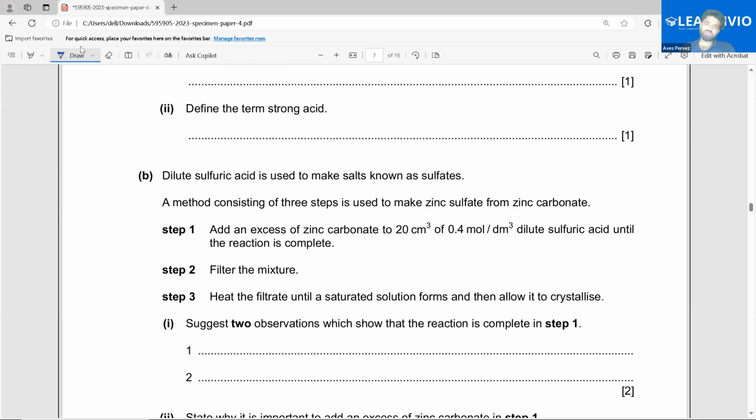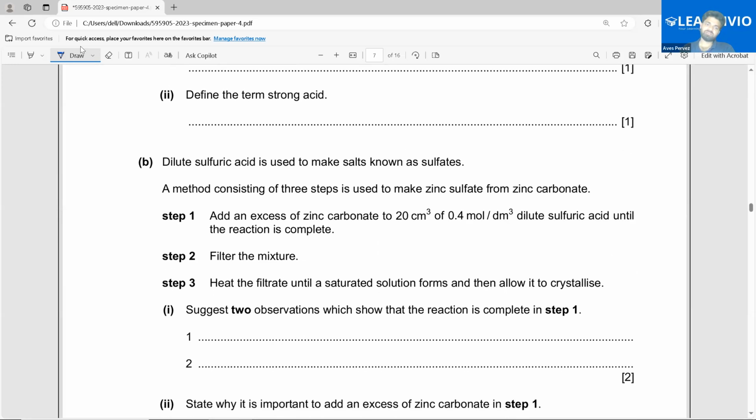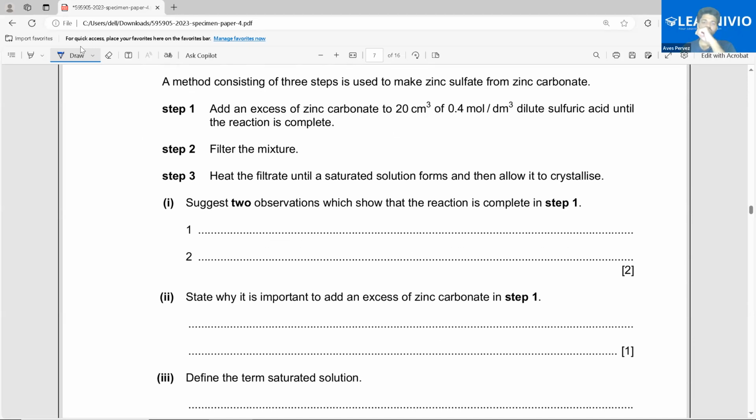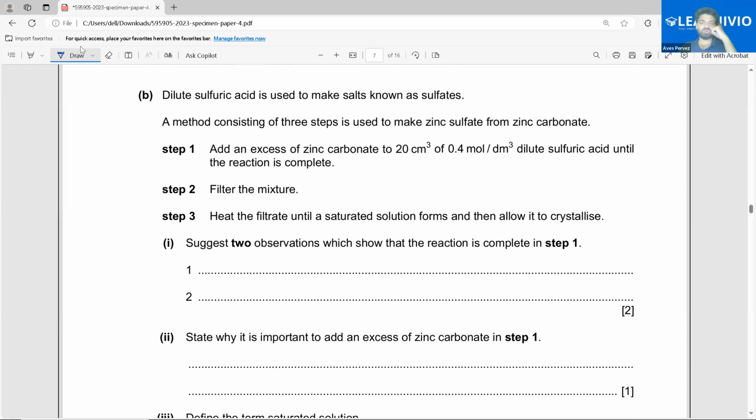Sulfuric acid is used to make salts known as sulfates. Add an excess of zinc carbonate to sulfuric acid until the reaction is complete. Filter the mixture and heat the filtrate until a saturated solution forms. Now allow it to crystallize. Suggest two observations that will show the reaction is complete. First, okay, yes, tell me.